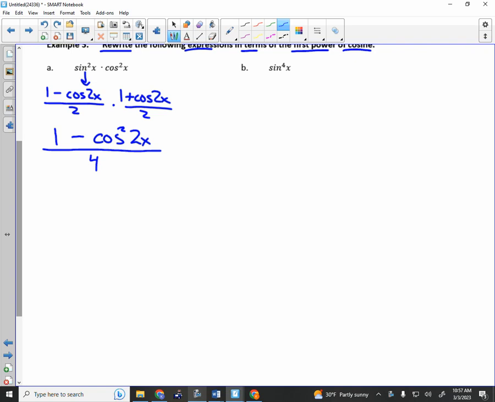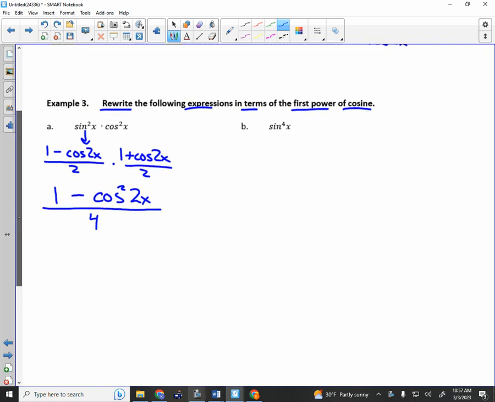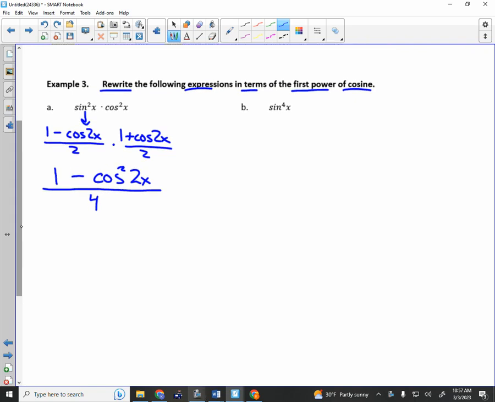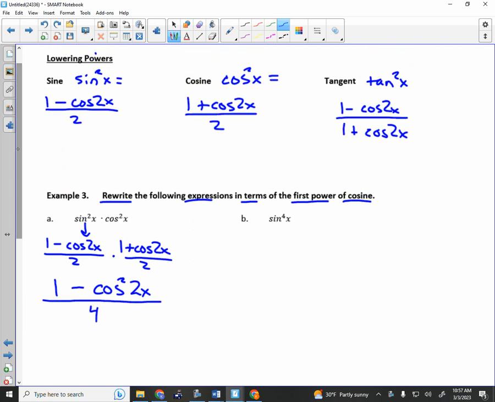Okay? So let's look back at the directions and see what we've achieved. Rewrite in first power cosine. Do we have cosine? Yay! No more sine, is there, right? That's a good deal. But we don't have first power anymore, do we? So it became second power. So we need to insert a formula there. Well, I have a formula for cosine squared of x, but not cosine squared of 2x, do I? So I need to make another formula.